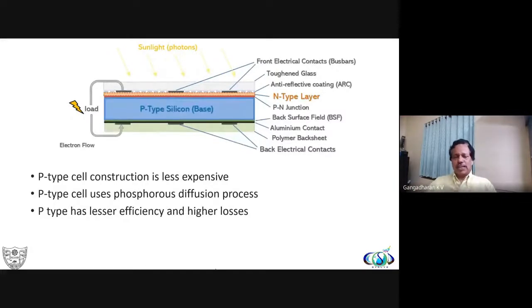P-type is obviously less efficient but easy to construct and less expensive, because a P-type cell is used with the phosphorus diffusion process for that thin layer. So that's why it is a slightly lower temperature and easier process than the N-type. That's why it is less costly, but efficiency-wise it is also slightly on the lower side.